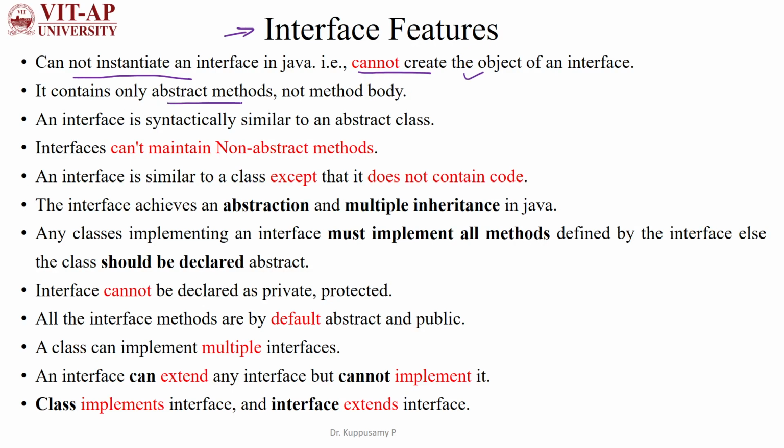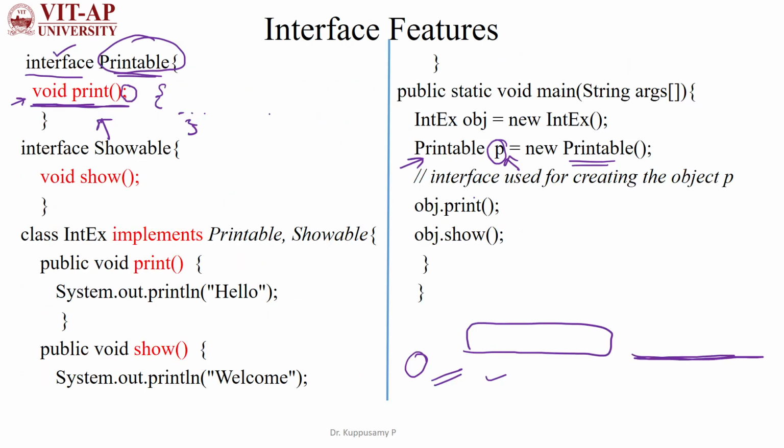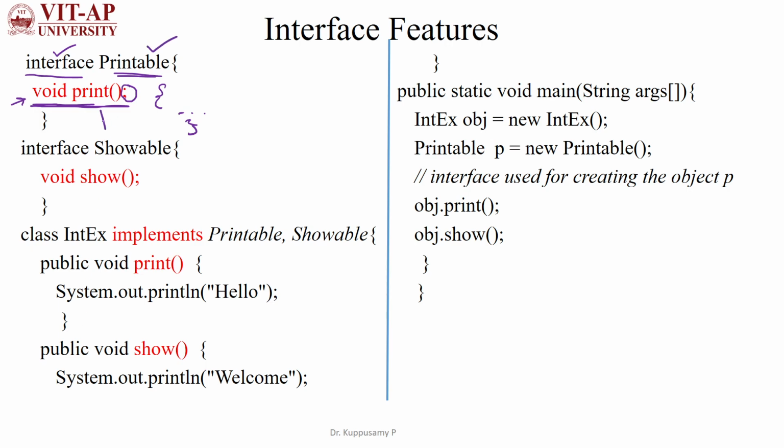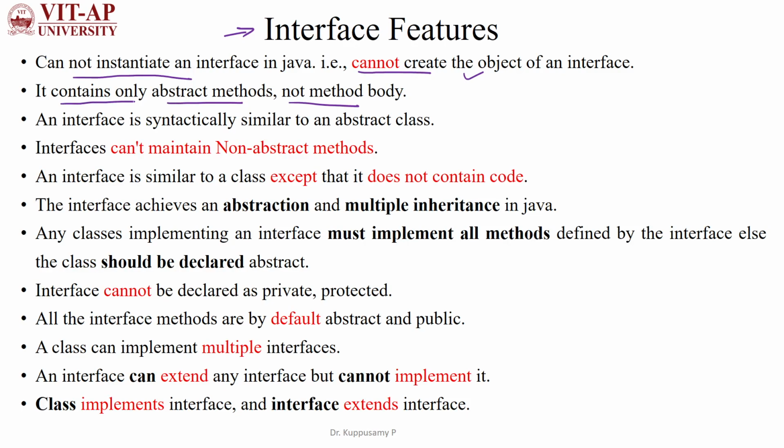It contains only abstract methods, not a method body. As I told you, Printable is an interface which has the method print, which does not have a method body. Like that, I am defining another interface here, the Solvable interface. This method also ends with a semicolon. It should not have a body. So this method is equivalent to an abstract method. The interface contains only abstract methods, that means methods without a method body.